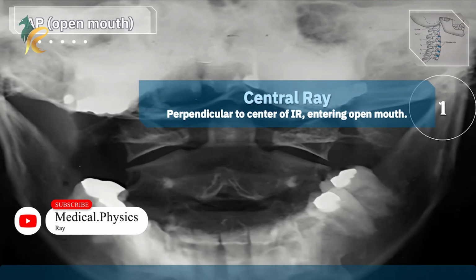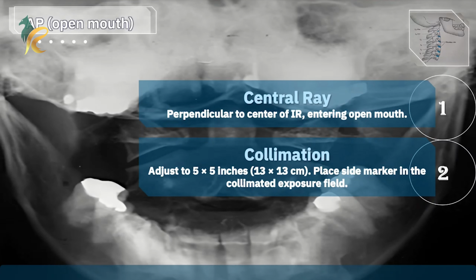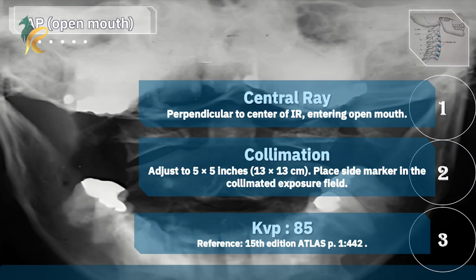Central ray is perpendicular to the center of the IR, entering the open mouth. Collimation is adjusted to 5 × 5 inches. Place a marker in the collimated exposure field, and the required voltage for taking this exposure is 85 kV.